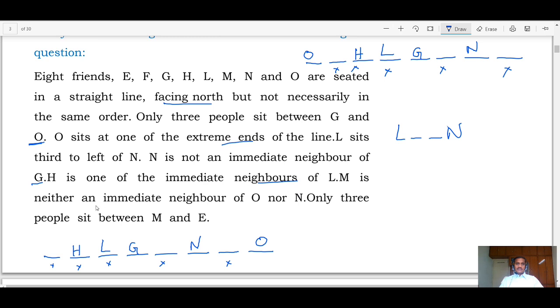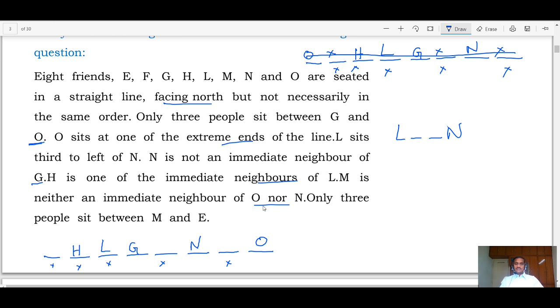And next one, M is neither an immediate neighbor of O nor N. M cannot be here, cannot be here, cannot be here. That means in the first case there is no possibility for this M at all, and the first case is completely ruled out. Now we are left with the second one.